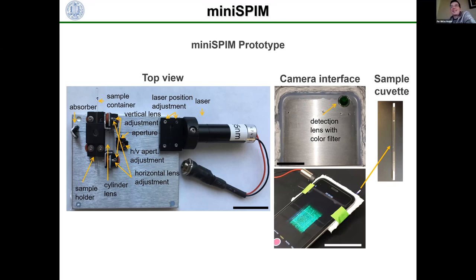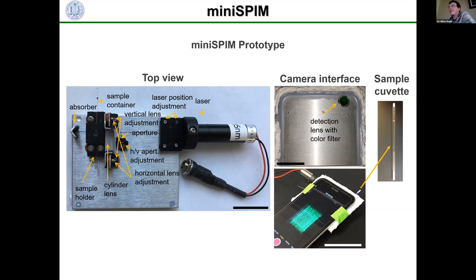So just on some plate that we had lying around, we mounted a small laser diode and the cylindrical lens, as you can see, and then some sample holder. In this case, we just had a small capillary with square faces, which contained the sample. And then here on the right-hand side, you can see the lens with the color filter for fluorescence detection, perpendicular to the excitation. And this interfaces with the camera of a phone in this case.